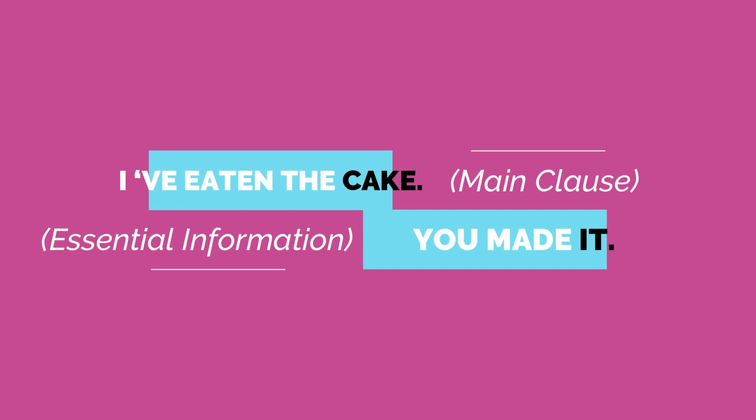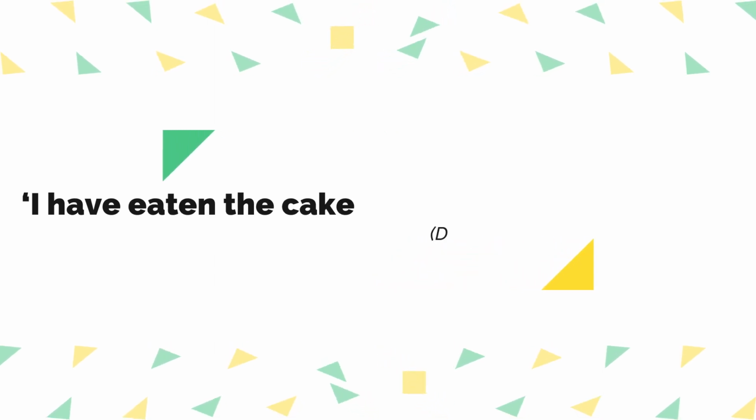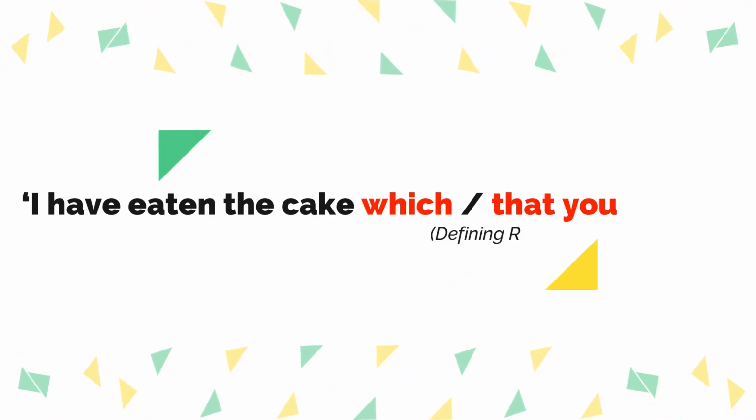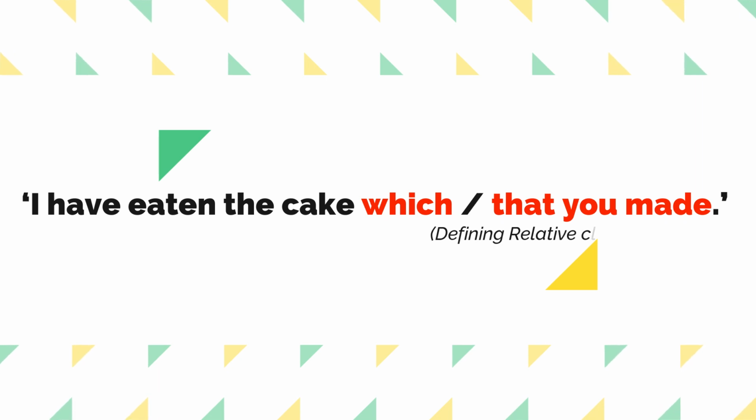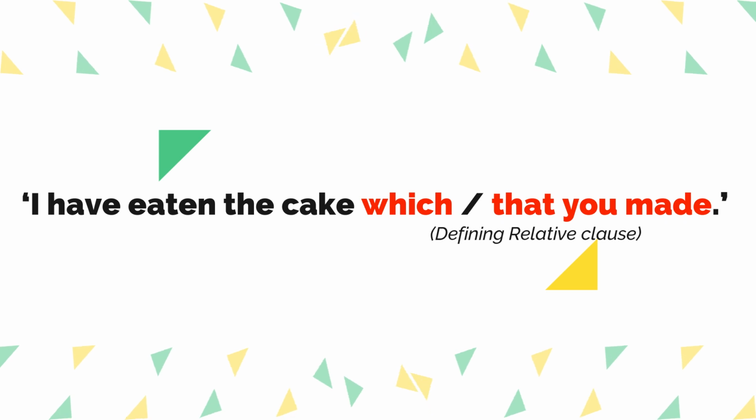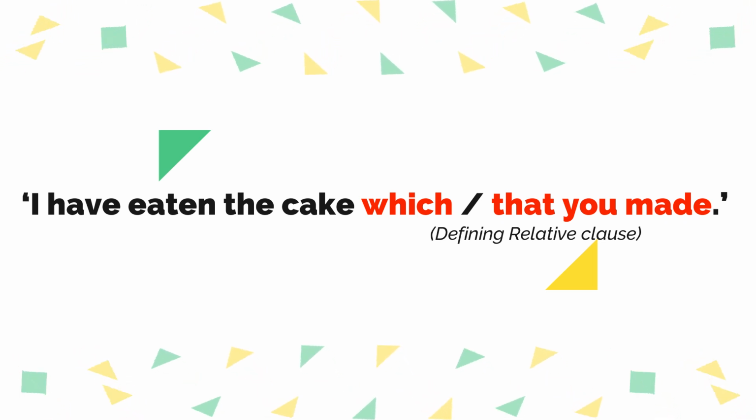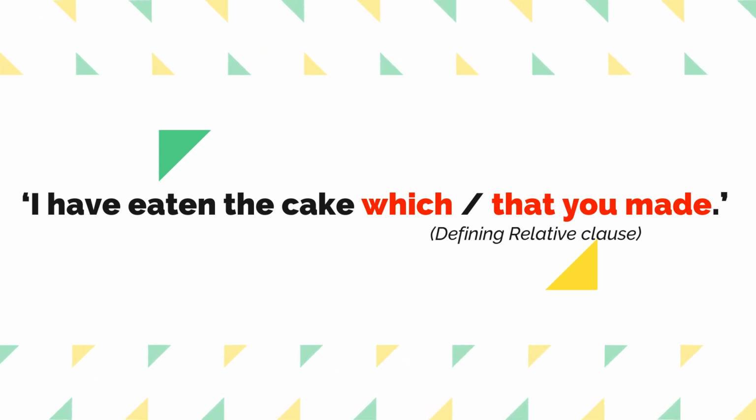The cake is a thing, so we are going to use the relative pronoun which or that to link the two clauses. So the sentence with defining relative clause is going to be I have eaten the cake which or that you made. Which or that you made is the defining relative clause.